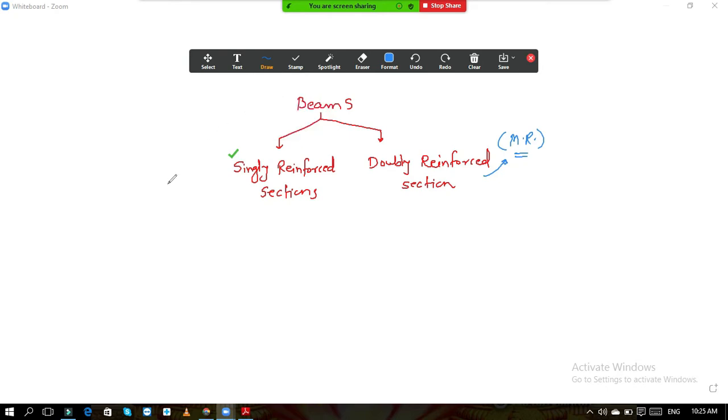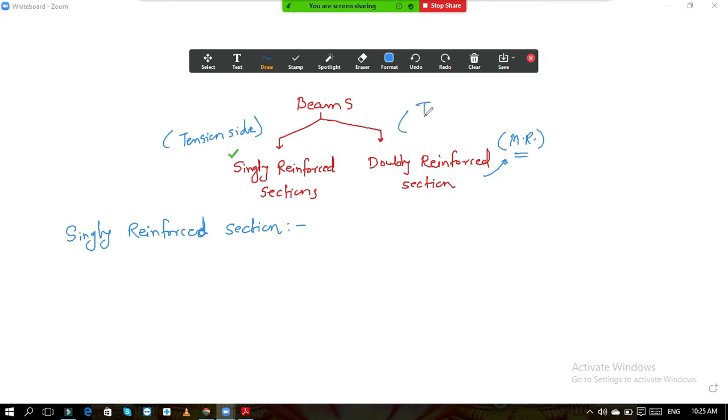Give the heading: singly reinforced section. A section in which reinforcement is provided on the tension side is known as a singly reinforced section. Basically, in singly reinforced sections, reinforcement is provided only on the tension side.